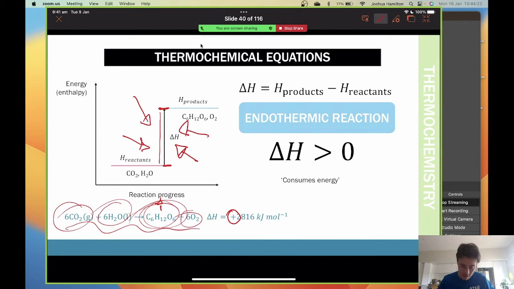Therefore, we've added energy, so it's positive, and our delta H is always going to be greater than 0. It consumes it, it brings it in. Therefore, the energy within the system is now greater, so we say that it's a positive value. So delta H here will always be positive for endothermic reactions. So for combustion, always going to be negative.